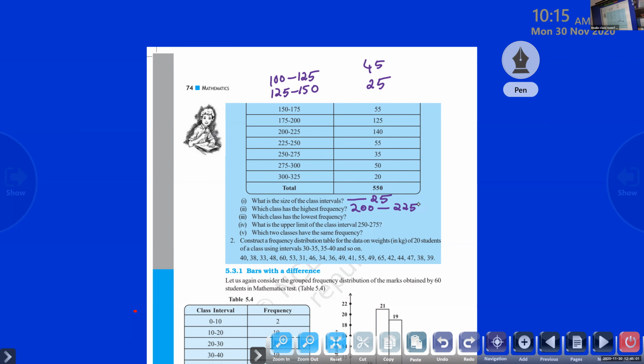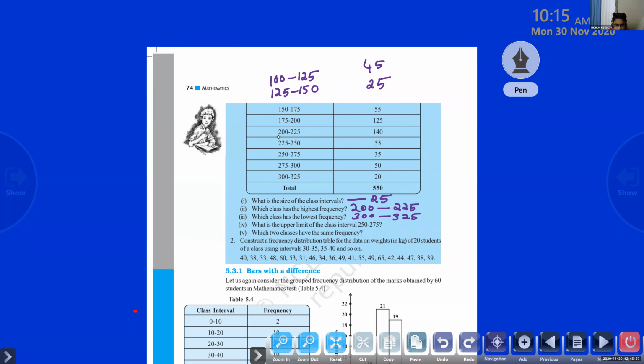And which is the class that has the lowest frequency? Ma'am, why are we saying like that? The more one is 300, no? No, frequency. We are asking about frequency, Mithun. Okay, ma'am. There are 440 workers with this wage. So frequency is the number of times an item is repeating. That is the frequency, no?